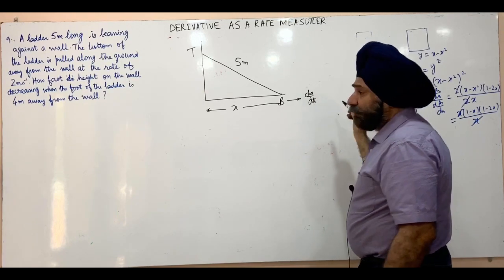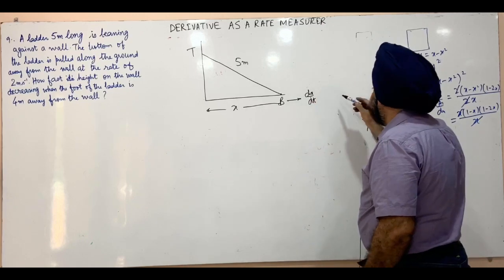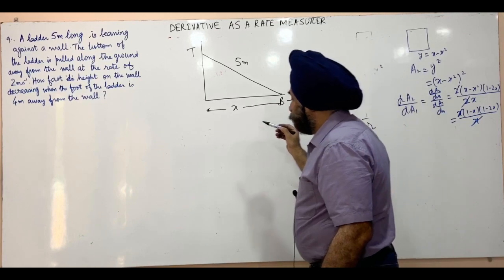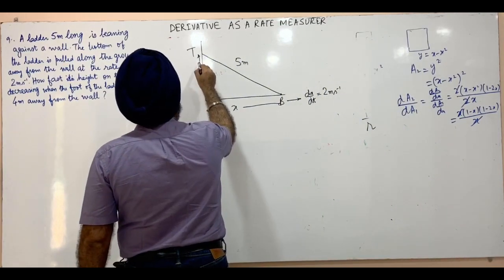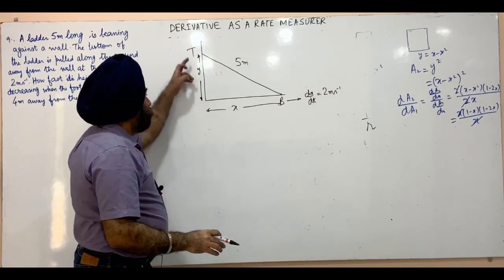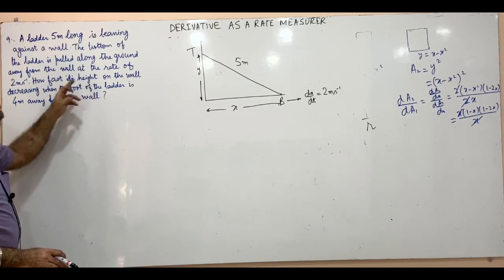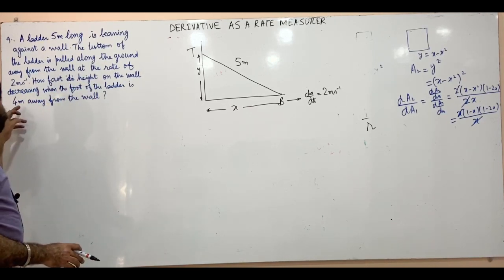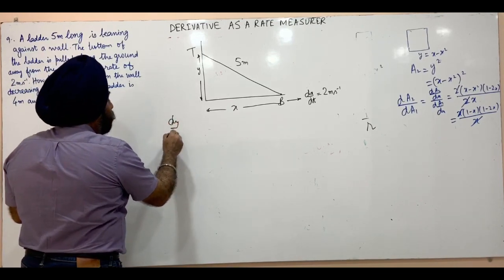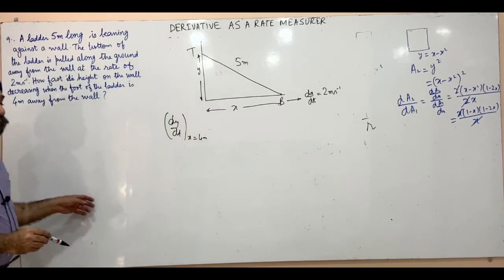dx by dt is the rate of change of x. We are given this is changing at a rate of 2 meters per second. Let's say the height on the wall is y. Obviously, if this is pulled away, this top will come down. We have to find out how fast the height on the wall is decreasing when the foot of the ladder is 4 meters away from the wall. So we have to find dy by dt when x is 4 meters. This is the question.